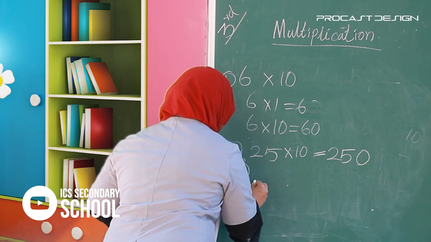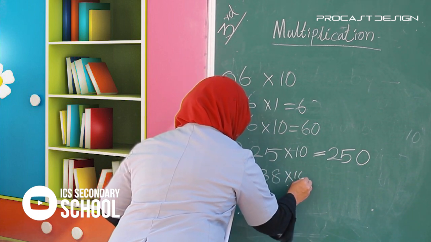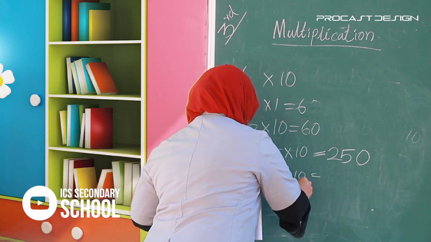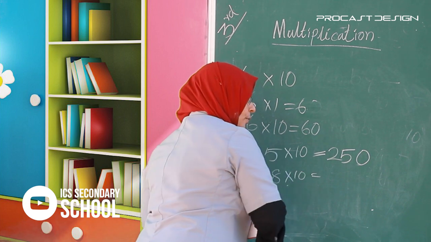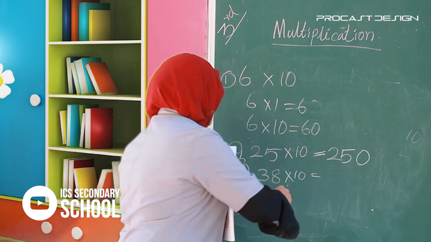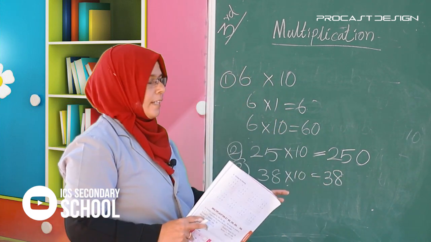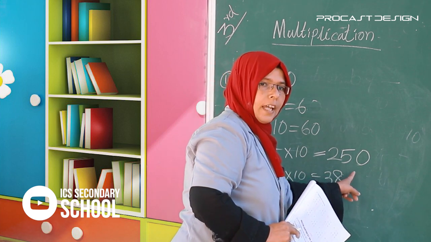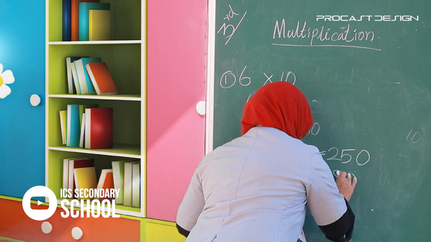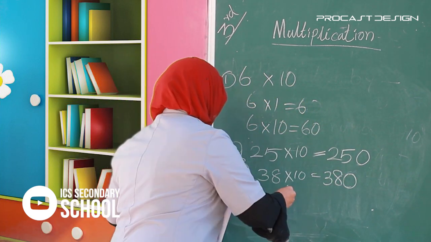Next, listen. 38 into 10. 38 into 1, which number? 38. Write a 0 on the right side of 38. Okay. Very good. 380. Yes.